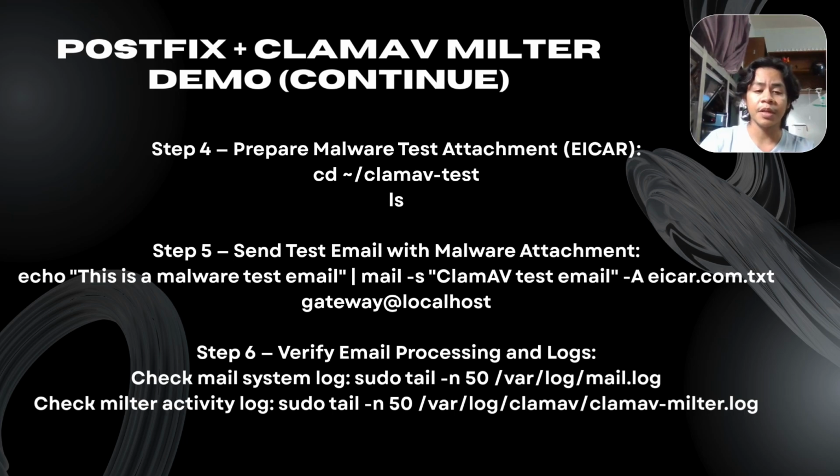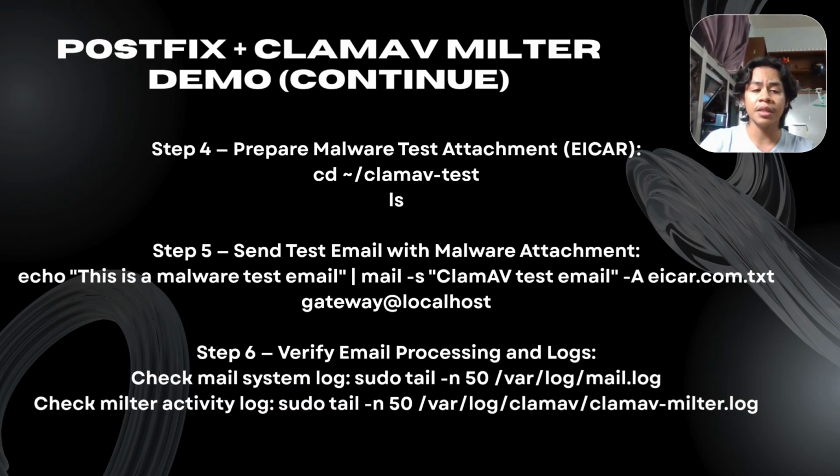And then for step number 5, it will be to send a test email with the malware attachment. This step is to send an email from gateway to gateway with the EICAR file attached. So we will use the command echo "This is malware test email" | mail -s "ClamAV test email" -a eicar.com.txt gateway@localhost. The explanation is mail sends a local email, -a attaches the EICAR file, and gateway@localhost is the local recipient via Postfix.